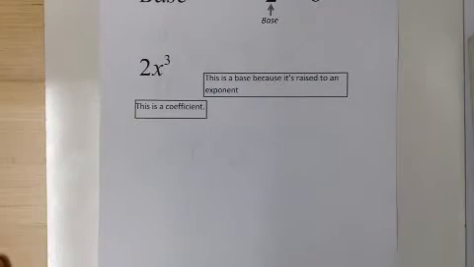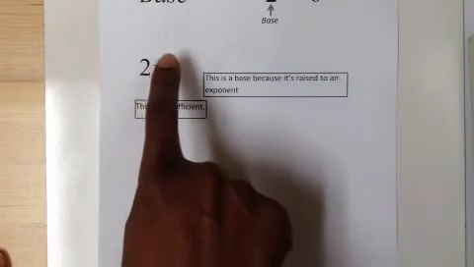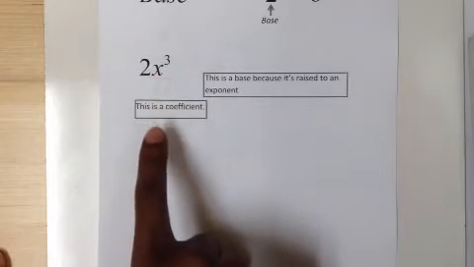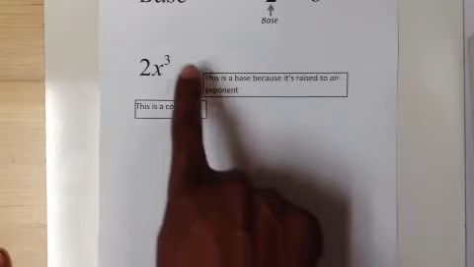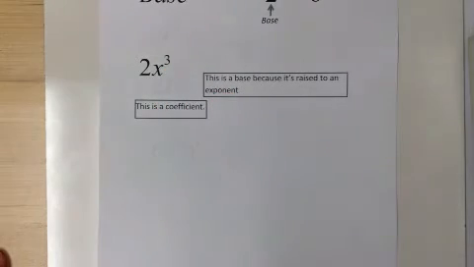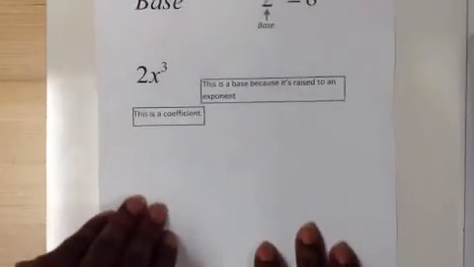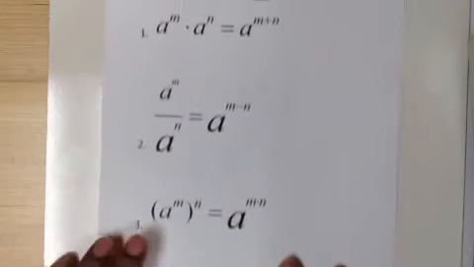A couple things I want you to remember about exponents: when I have 2x to the third power, that 2 is what we call the coefficient, and x is the base because it is raised to an exponent. Along with the laws of exponents, here are some of our rules.